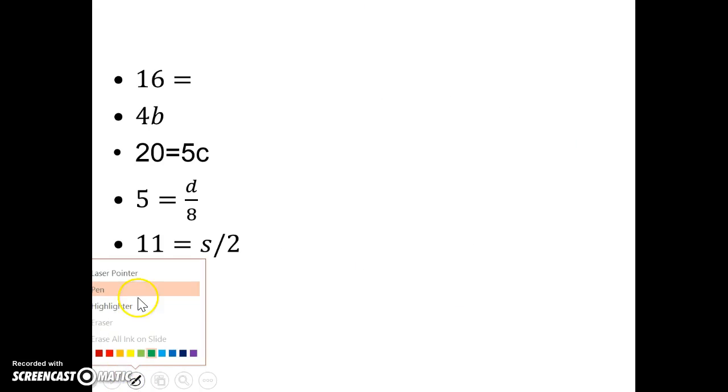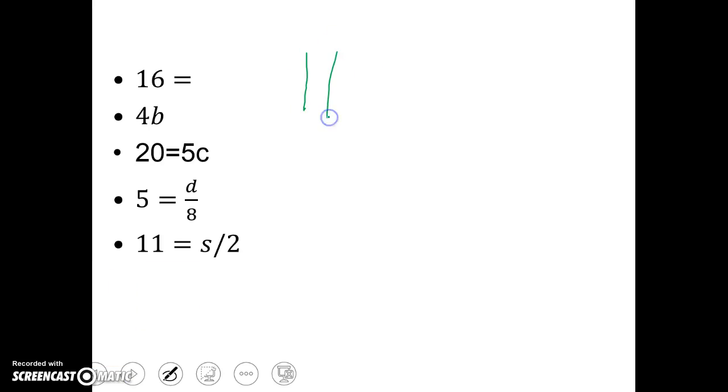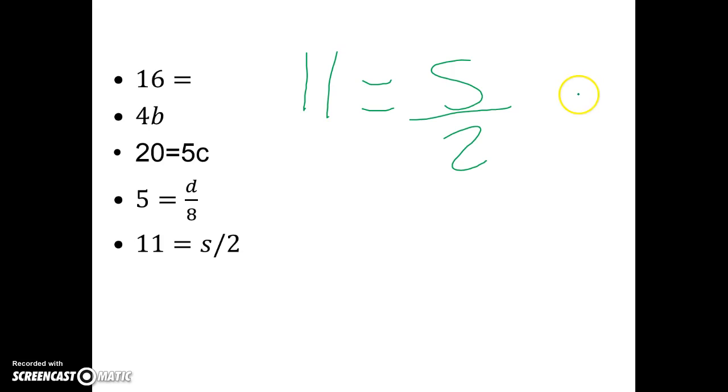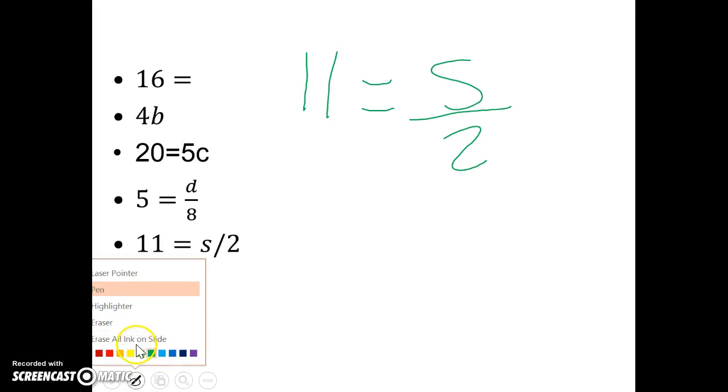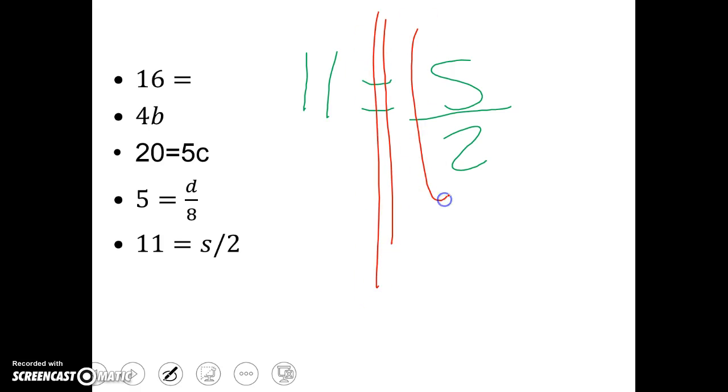The next problem is 11 equals s divided by 2. Same thing. So we are dividing by s. I'm sorry, we're dividing by 2. So the opposite of dividing by 2 is multiply by 2. Multiply by 2.